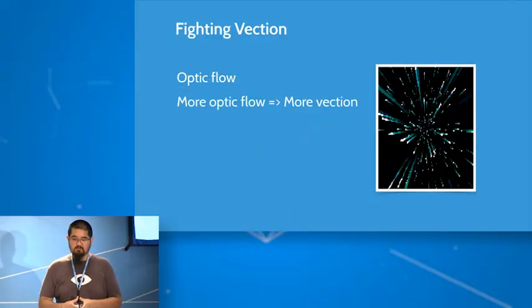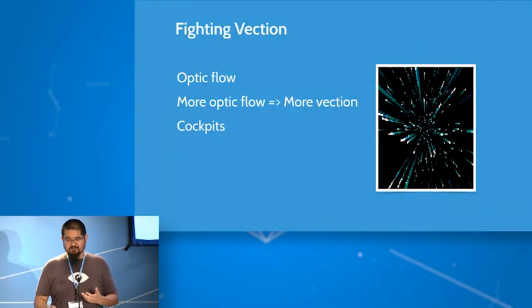But if the coherent motion were moving in a different direction, if it were all sort of moving to the left, that would suggest to my brain that I was moving to the right. Again, because of these bottom-up processes, the more optic flow information we provide the brain, the more evidence it has that you're moving and the more vection you're going to experience as a result.